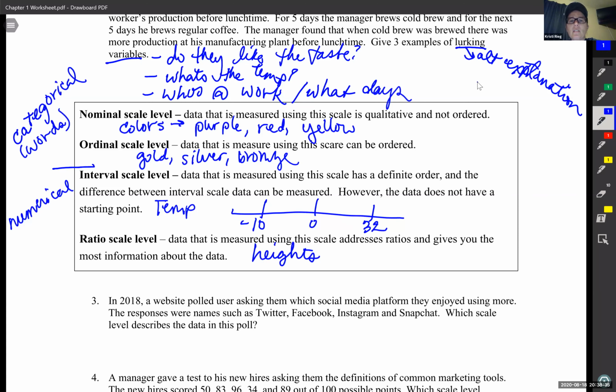Same thing with ages. How old am I? I'm 41. I'm not 41 and a half, right? Because I'm a grown-up. But little kids, they have the halves. And so the ratio scale, I guess ages, that's another good one. It typically has whole numbers, not decimals. Whereas the interval scale, it's kind of that sliding.